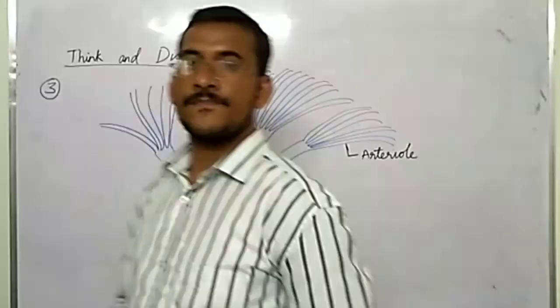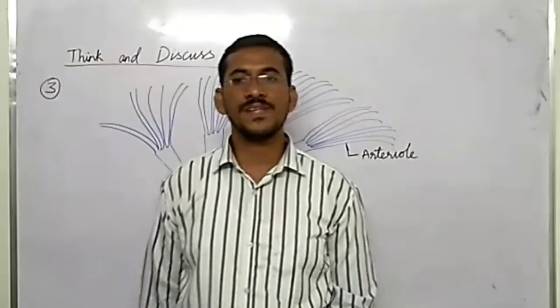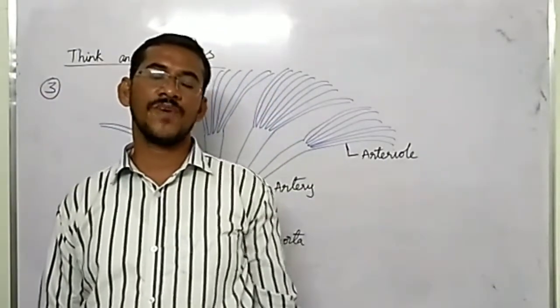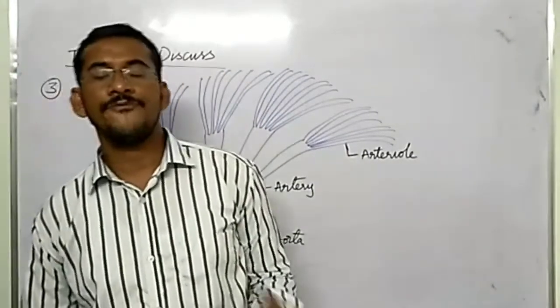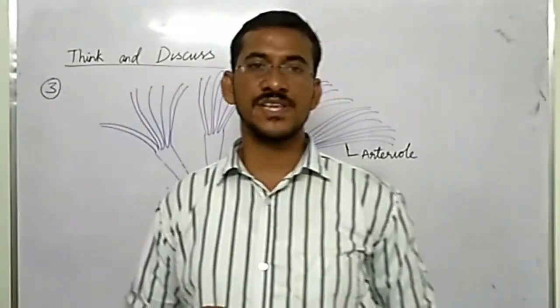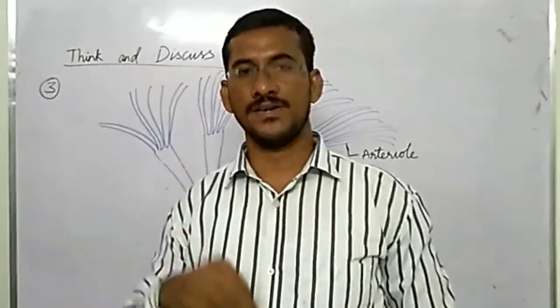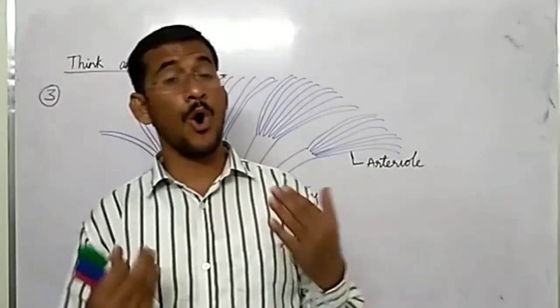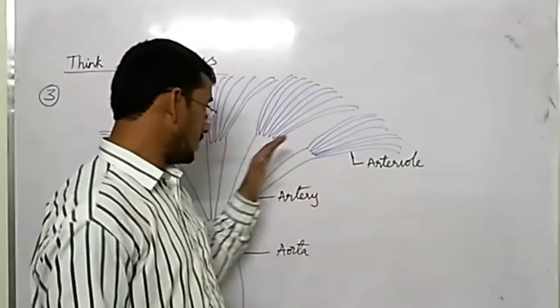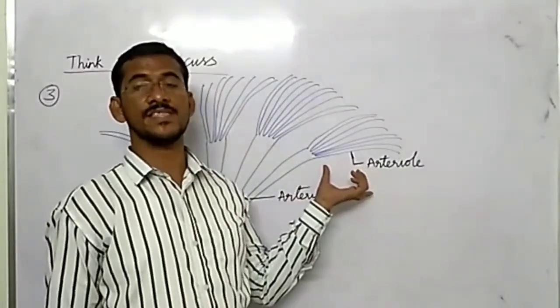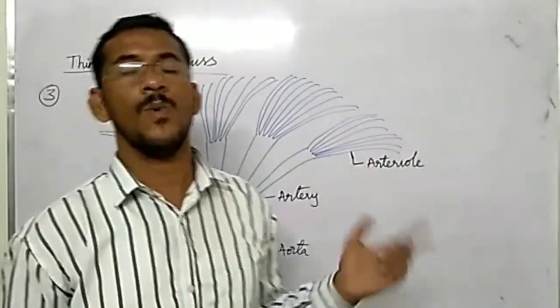Now the third question is, why is the lumen size bigger in veins when compared to arteries? Because veins carry deoxygenated blood from all parts and they carry more blood volume. That's why their lumen size is bigger when compared with arteries.